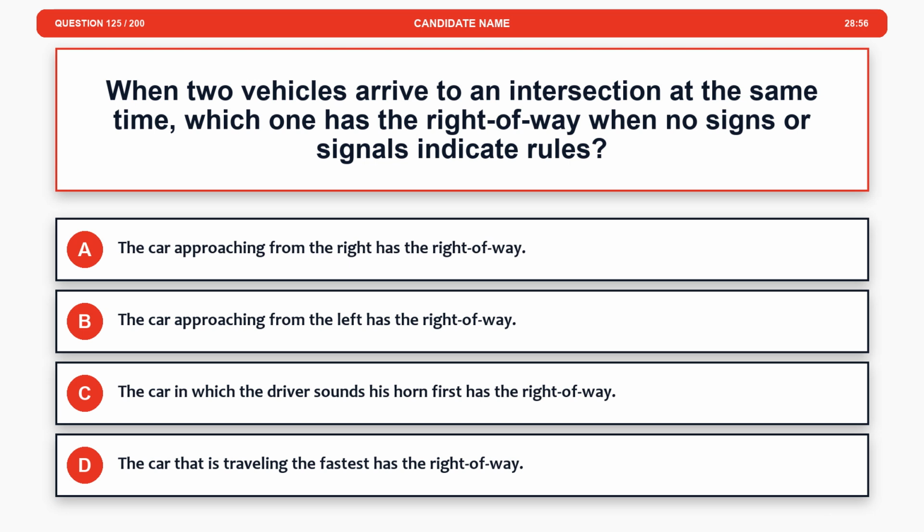Question 125. When two vehicles arrive at an intersection at the same time, which one has the right of way when no signs or signals indicate rules? Option A, the car approaching from the right has the right of way. Option B, the car approaching from the left has the right of way. Option C, the car in which the driver sounds his horn first has the right of way. Option D, the car that is traveling the fastest has the right of way.